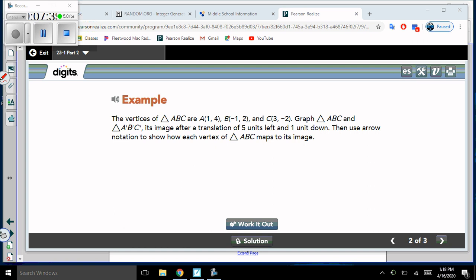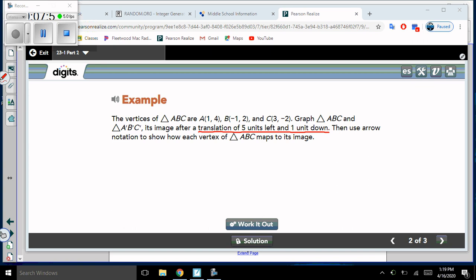And on our next slide, the vertices are A is 1, 4, B is -1, 2, and C is 3, -2. They want us to graph the image after you translate it 5 units to the left and 1 unit down. 5 to the left, 1 down.